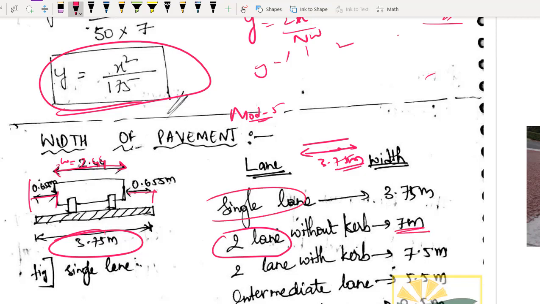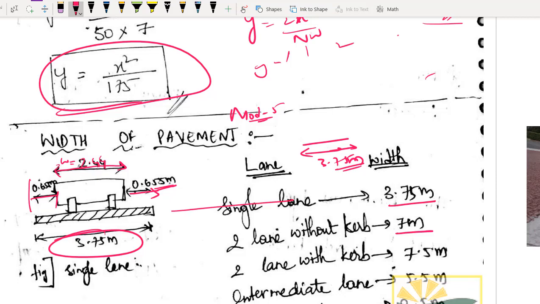Sir, now you can ask me, sir, 3.75 is single lane, two lane should be 3.75 into 2. That should be 7.5. Why is it only 7? Please do remember, single lane is 3.75, two lane is 7. Why? Because this distance, whatever is there, 0.675, we will be reducing it.